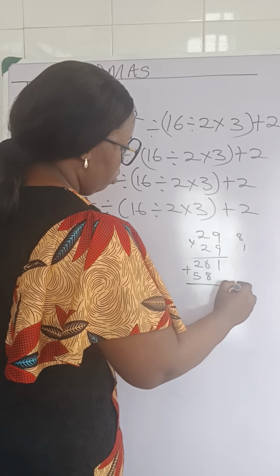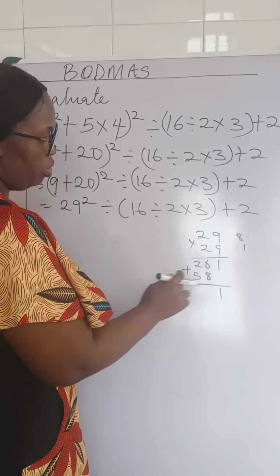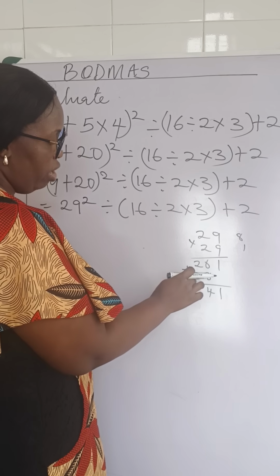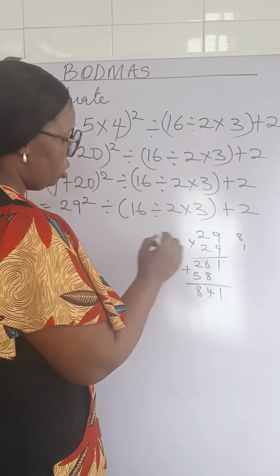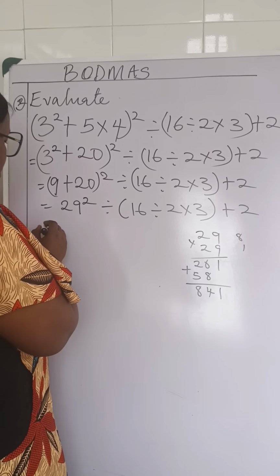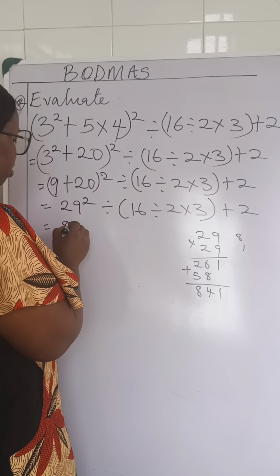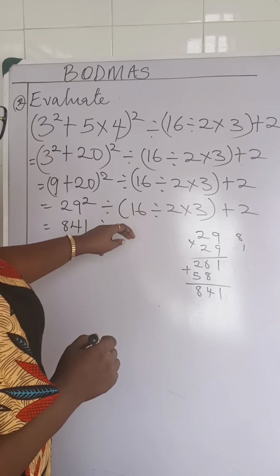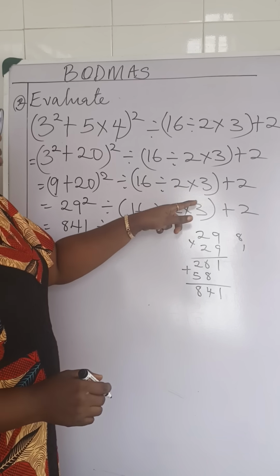We add it. We bring down 1. 6 plus 8 is 14. You write your 4 and carry 1. This is 6 with the 1 we have carried, and this is 8. So we have here 29 squared will give us 841. Divide by, we have this here, 16 divide 2 times 3.